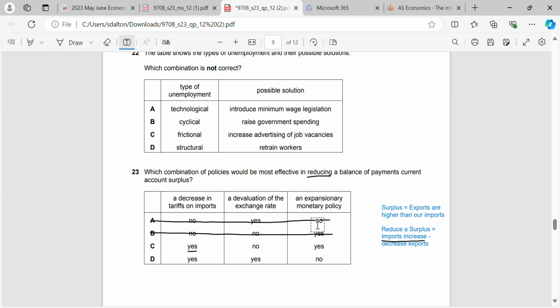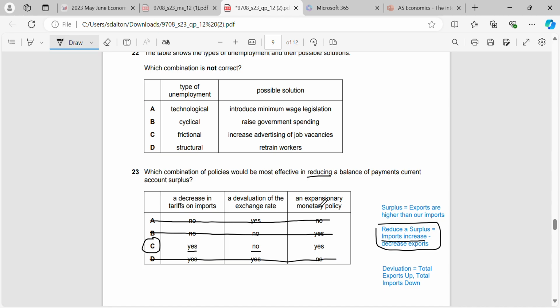Devaluation of the exchange rate. Remember, a devaluation of the exchange rate is essentially a depreciation. A devaluation is going to result in the price of exports going down, therefore the total exports going up, and the price of imports going up, therefore the total imports going down. Right? Which is the opposite effect of what we're trying to achieve. Therefore, we're not going to want a devaluation of the exchange rate. And then before we even get to the last one, we've got the correct answer if we know those two.